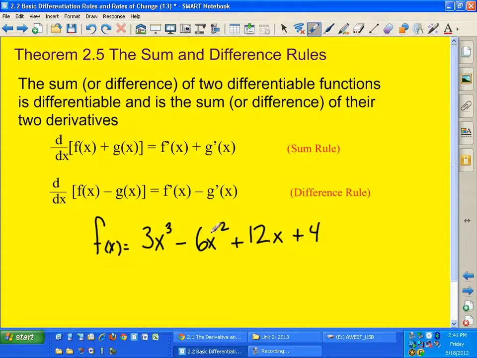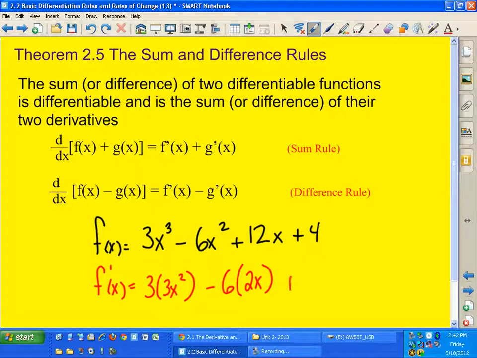So if I was taking the derivative of this function, I would take the derivative of this guy all by itself, which would be 3 times 3x squared, and then over here I'd have 6 times 2x plus 12 times 1, and then this guy is, remember, a constant, which turns into 0. So when multiplied out and combined, this ends up being 9x squared minus 12x plus 12, which is the derivative, the slope at any given point in my original function.